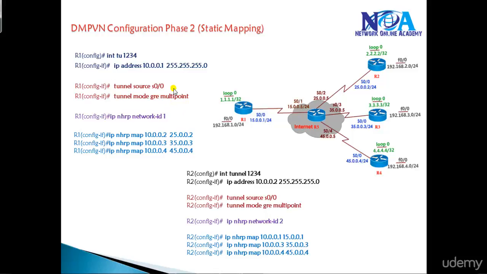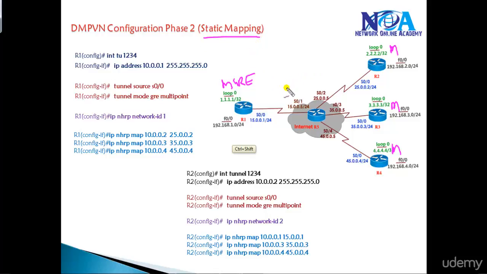So if you want to configure DMVPN phase 2, like if you remember, in the case of phase 2 we use multi-point GRE everywhere. We are going to use multi-point GRE on the hub as well as the spokes. Now the mapping can be done either manually or with automatic mapping. In this scenario, we are going to use static mappings.